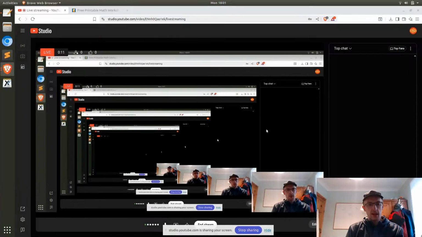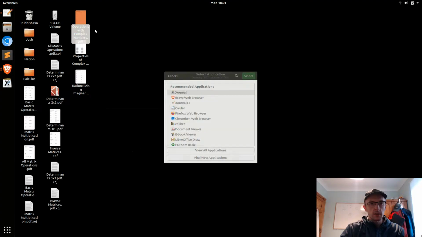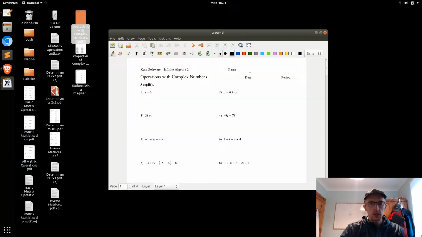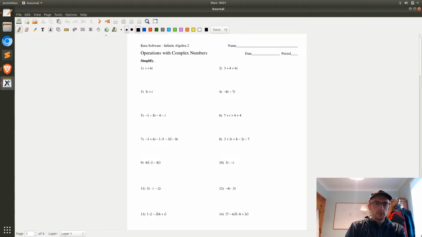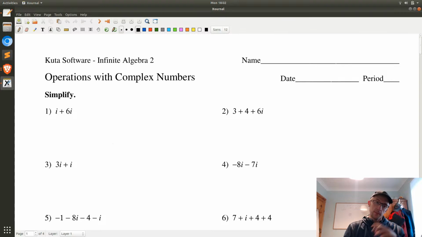And I'm here to practice some complex number arithmetic. So I'm going to share my screen, just like that. And then I'm going to open this file here using the general software. Maximize it. Now, we have to do these operations with complex numbers.